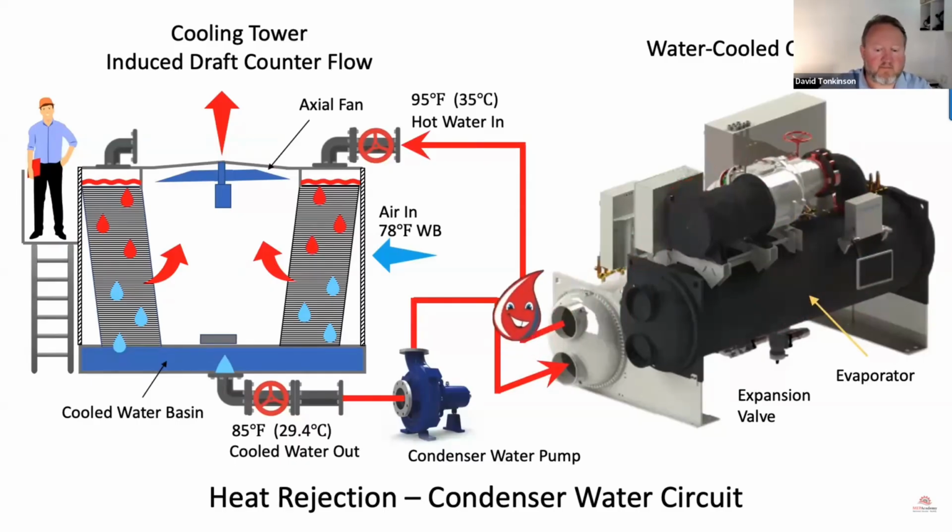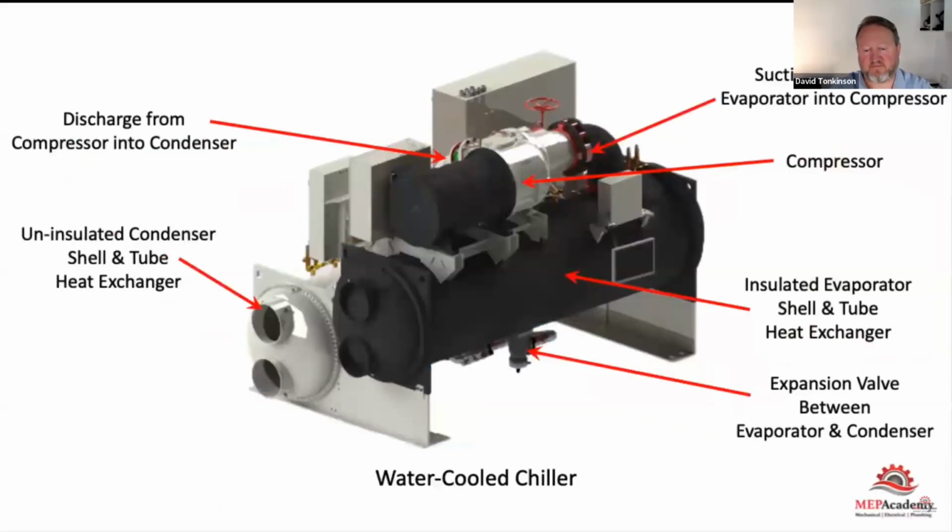the condenser and into the condenser water and into the tower and then out of the tower, and that's how we get rid of the heat from the building, from the chilled water circuit, through the refrigerant circuit in the chiller, to the condenser water circuit, and out of the building.